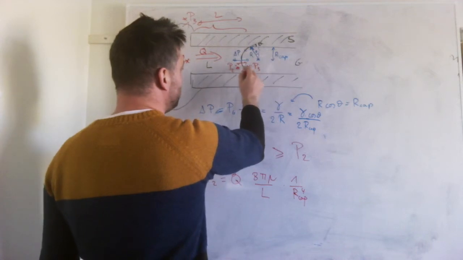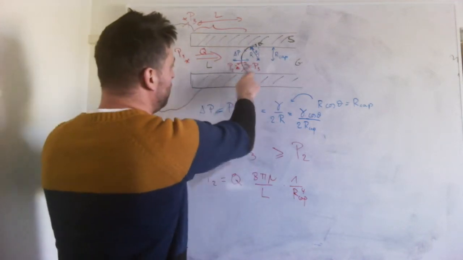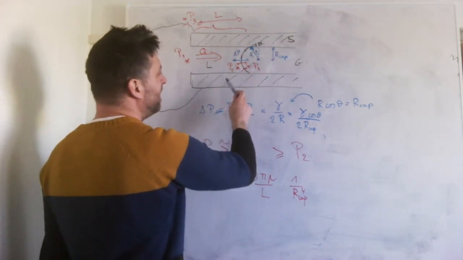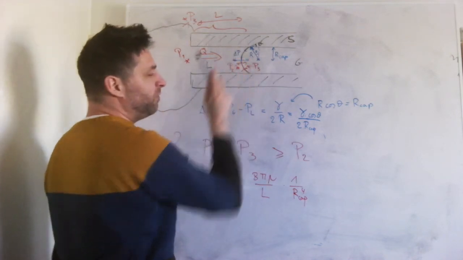So Hagen-Poiseuille is not valid over the liquid interface. It is valid within the liquid, but not over this interface. So yes, it's possible to have a higher pressure here than here. This is not a contradiction, because there is a pressure drop, but there is no mass transport.